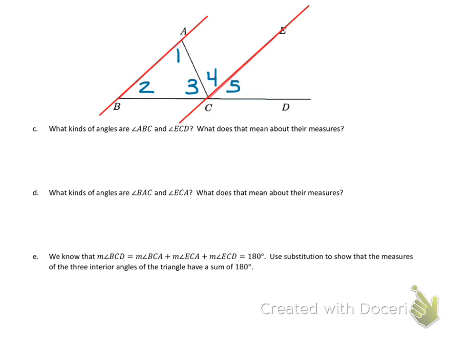Okay, so let's just look at part C, and I'm going to have you pause and think about this. What kinds of angles are angle ABC? Okay, so angle ABC would be angle 2. And angle ECD would be this one right here, so that would be angle 5. So what kinds of angles are angles 2 and 5? Go ahead and pause and think about that. And remember, we're going back to the last lesson where we learned all about these angles between parallel lines that are cut by transversals.